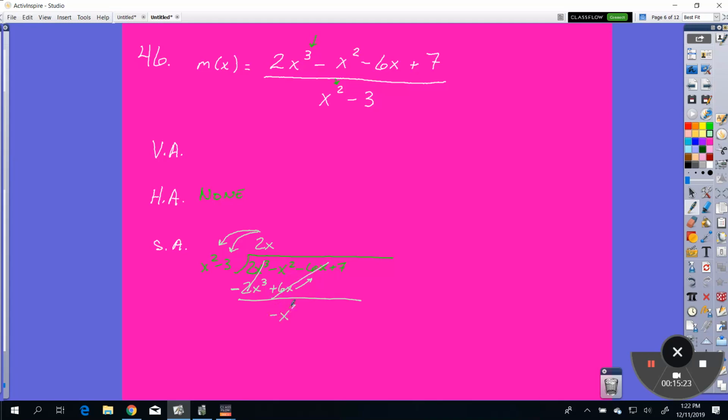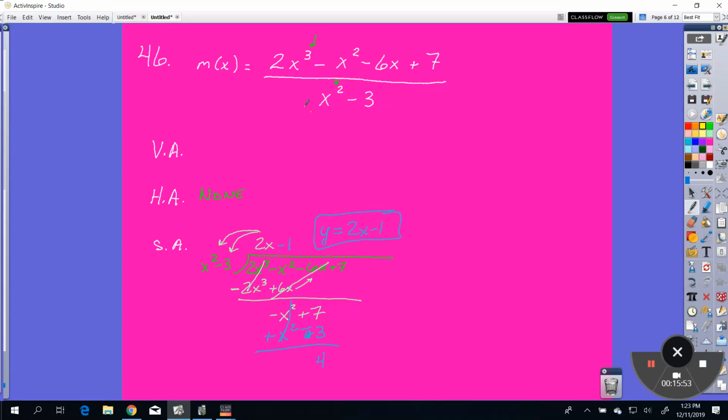So I have negative x squared plus 7. So what times x squared makes negative x squared? That's negative 1. So negative 1 times x squared is negative x squared. Negative 1 times negative 3 is positive 3. Change the signs. Those go away. 7 minus 3 is 4. That's my remainder. I could care less about the remainder. All that I care about is this part up here for my slant asymptote, so it's y equals 2x minus 1. So the only other one you have left is the vertical asymptote.